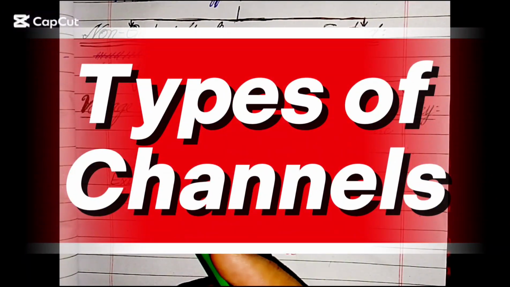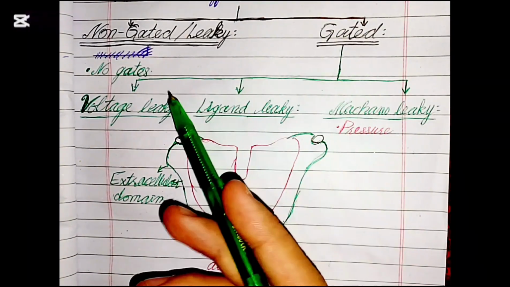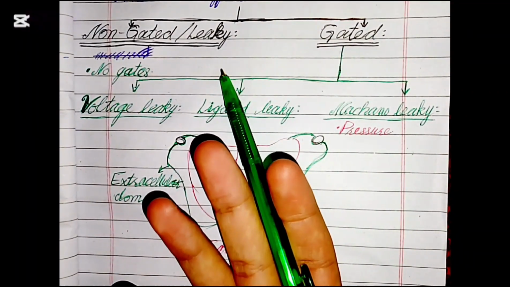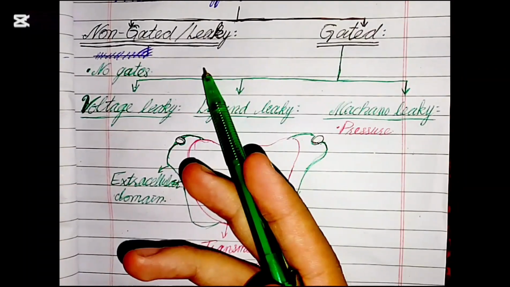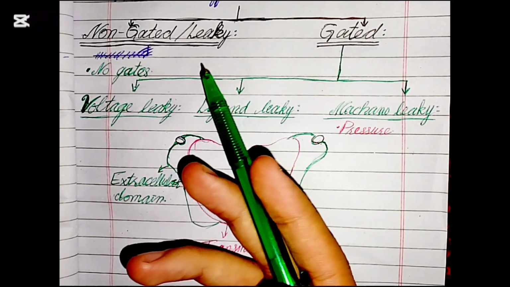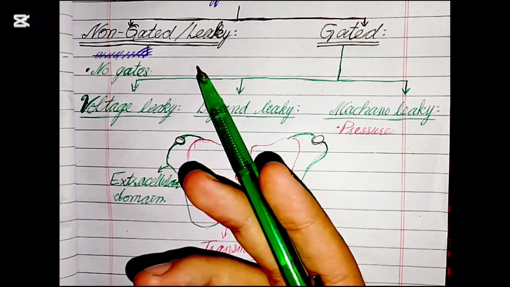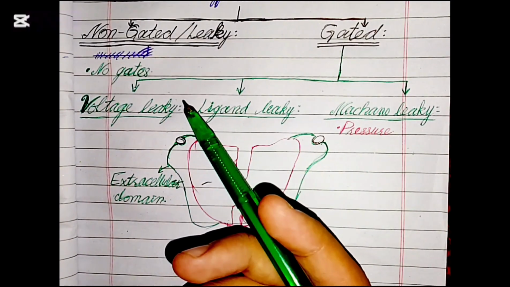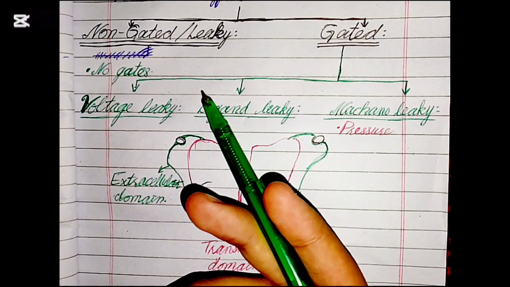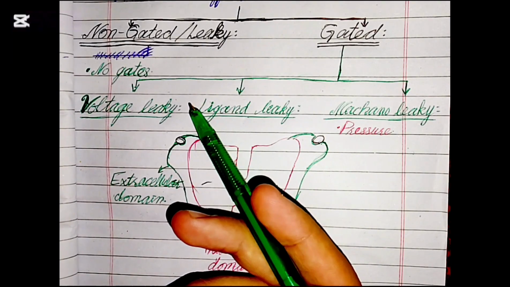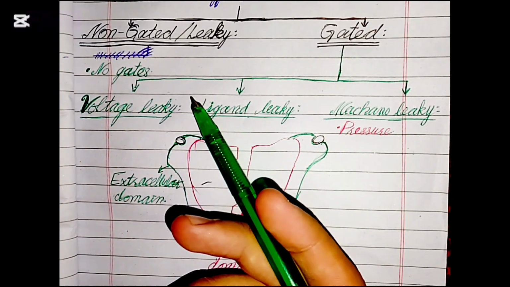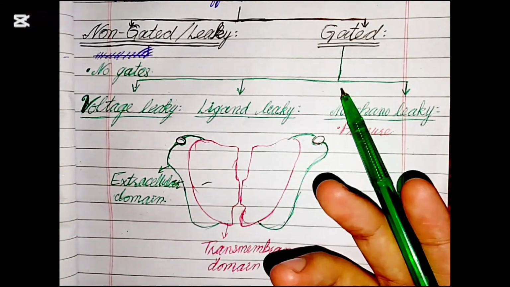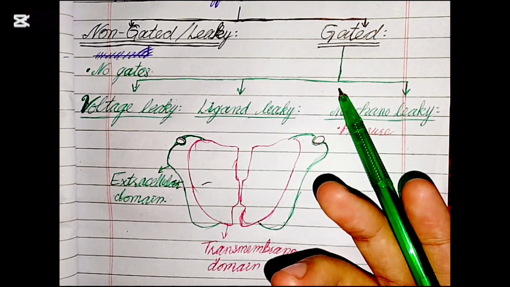Now there are mainly two types of channels, gated channel and non-gated channel, or we can also say leaky channel. Leaky channels don't have gates, meaning they allow full flow of ions through the membrane. They are mainly involved in facilitated diffusion, and have no need of any ligand, voltage change or mechanical pressure, so they are known as leaky channels or non-gated. And gated channels need some external stimulus.